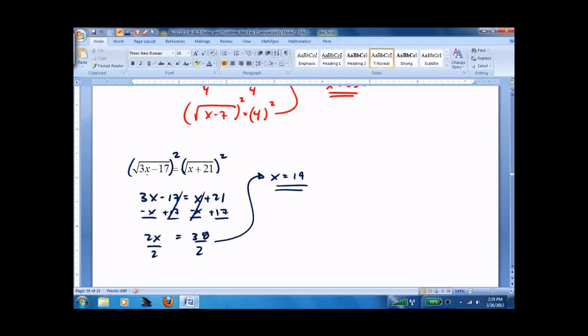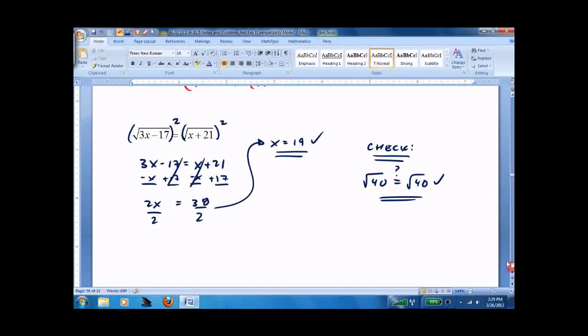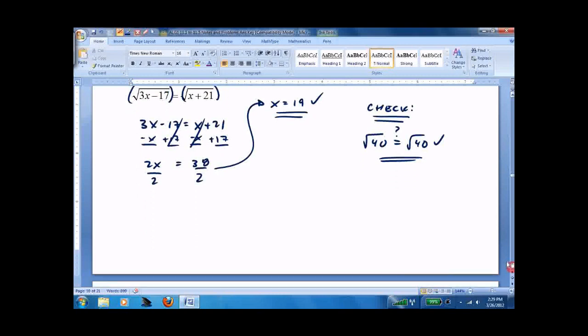X equals 19. 3 times 19 is a big number, 57. Minus 17 is 40. So when we go to check, we get square root of 40. And on the other side, we get 19 plus 21 is 40. Checks. Still no extraneous solutions. Everything's worked out nicely so far. Well, let's flip the page over and see what happens.